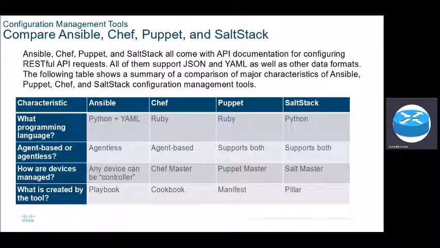So they all come with their API documentation for configuring RESTful API requests. All of them support JSON and YAML, as well as other data formats. The following table shows a summary comparison of the major characteristics of Ansible, Puppet, Chef, and SaltStack configuration management tools. Basically, Python is pretty regular, but they've got their other programming languages. Are they agentless or not? Some are one, some are the other, and some are both.